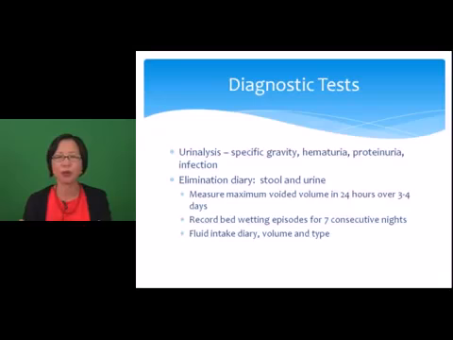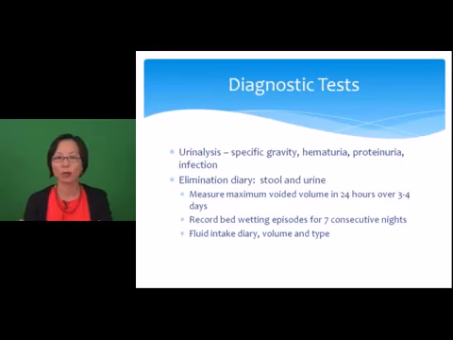diary. You want to have them mark down the maximum voided volume in 24 hours over 3 to 4 days in terms of their urine, so you get a sense of what the child's urinary volume is in terms of production. You also want to know how frequently are they voiding and how much are they voiding each time. Now this can obviously be difficult in children that go to school, so picking a weekend to do this when they'll be at home normally can be very helpful.